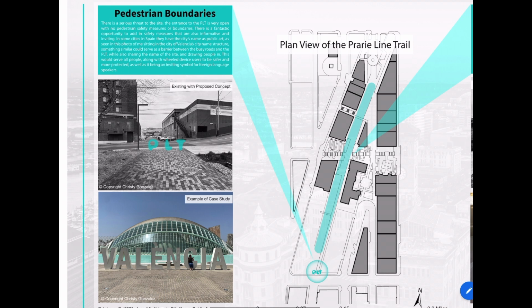In some cities in Spain, they have the city name as public art, as seen in this photo of me sitting in the city of Valencia's city name structure. Something similar could serve as a barrier between the busy roads and the PLT, while also sharing the name of the site and drawing people in. This would serve all people, along with wheeled device users to be safer and more protected, as well as it being an inviting symbol for foreign language speakers.